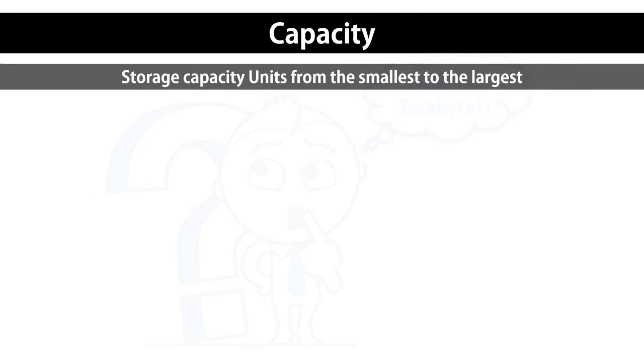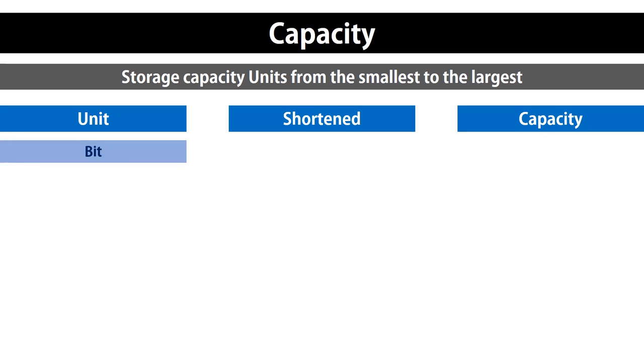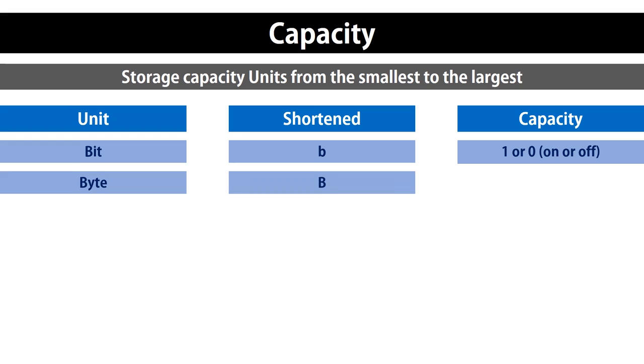Here's a list of storage capacity units from the smallest to the largest. Unit, shortened abbreviation, and the capacity. The smallest unit is the bit, in lowercase b, and it is either a 1 or a 0, which is either on or off in the binary code. Then comes the byte, which is a capital B, and it is made out of 8 bits.